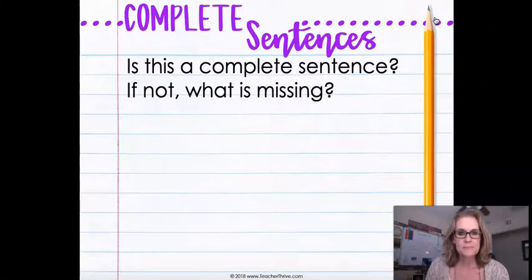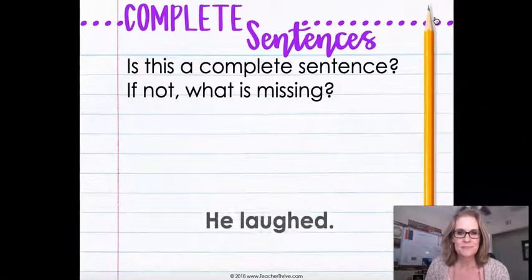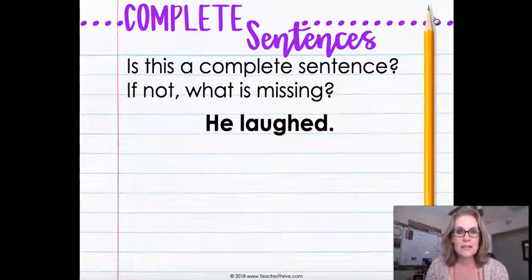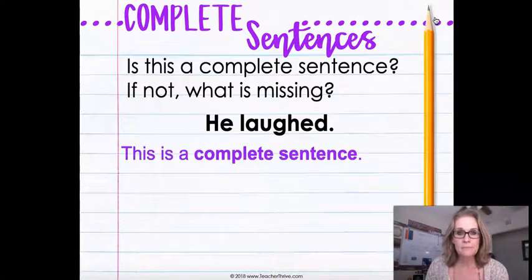Is this a complete sentence? If not, what is missing? Remember, for a sentence to be a complete sentence, it needs a subject and a predicate, a who and a what, and what about it. He laughed. What do you guys think? Do you think this is a complete sentence? Well, let's look at it. Does it have a subject? Yes, because it says he. He is the subject. And laughed, right? That's what he did. So even though it's not a great sentence, it is a complete sentence. It has a subject, the he, and a predicate, laughed.